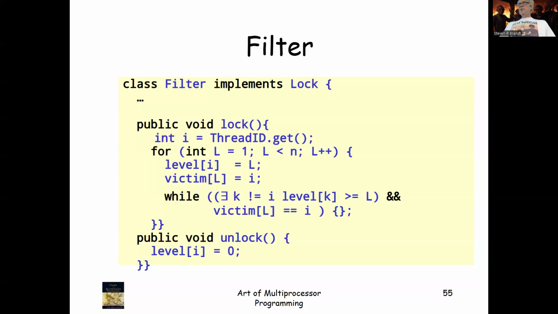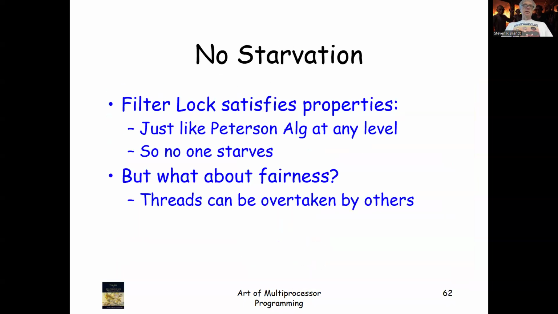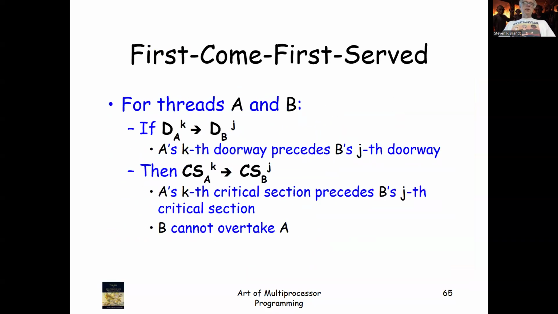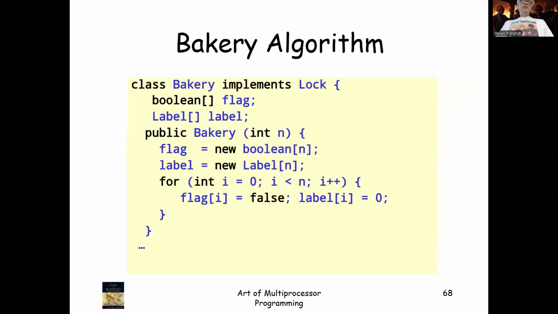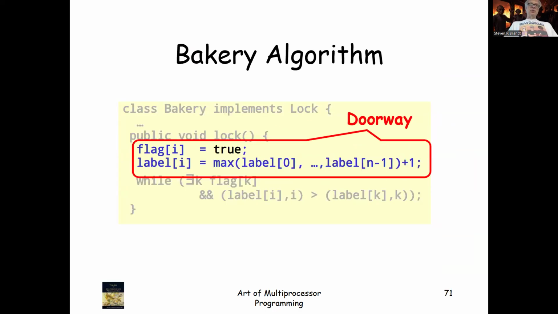All right. Are we happy with the filter lock? All right. So we wanted to have an even more rigorous definition of fairness. So we came up with this bakery algorithm, Lamport's bakery algorithm. And what we do to make the bakery algorithm work is we have these labels, which are really just integers. And we have a doorway method.